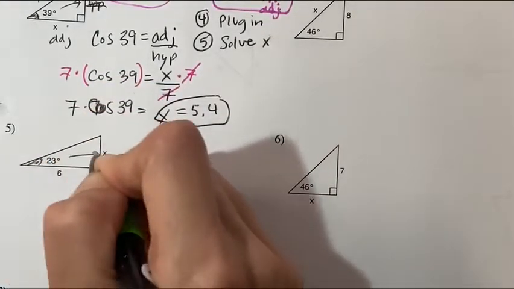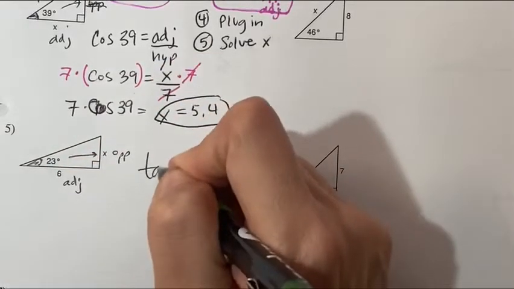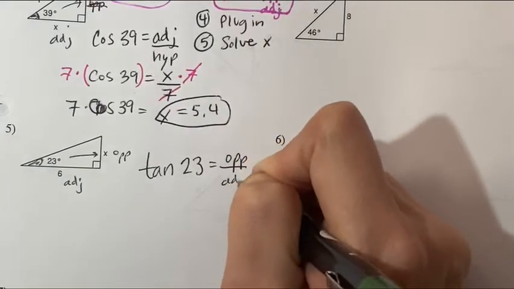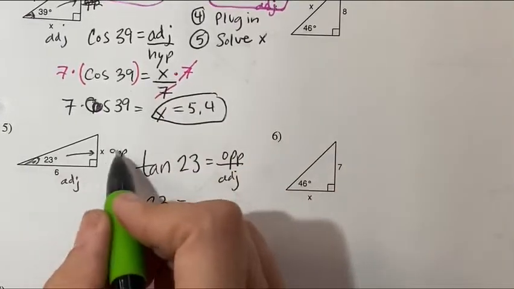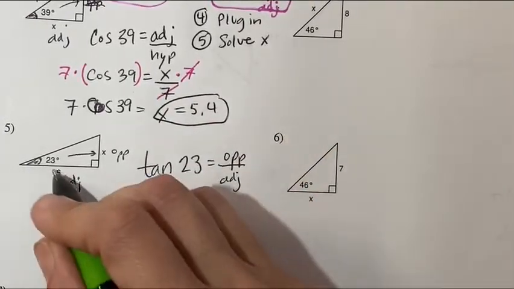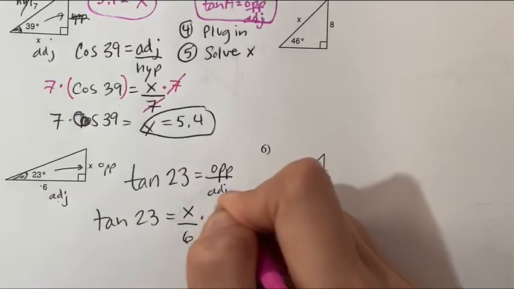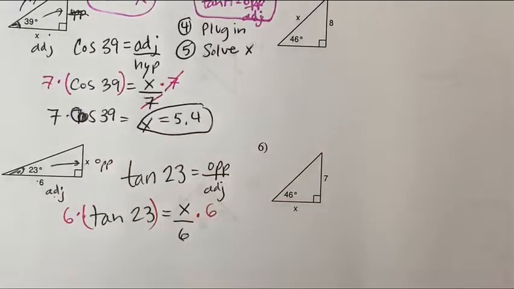My angle is here. This is opposite, adjacent. So most students are really familiar with our tangent. Tangent is opposite over adjacent. So the tangent of 23 is equal to, the opposite is x, and the adjacent is 6. So last step, we're going to solve by getting x by itself on one side.